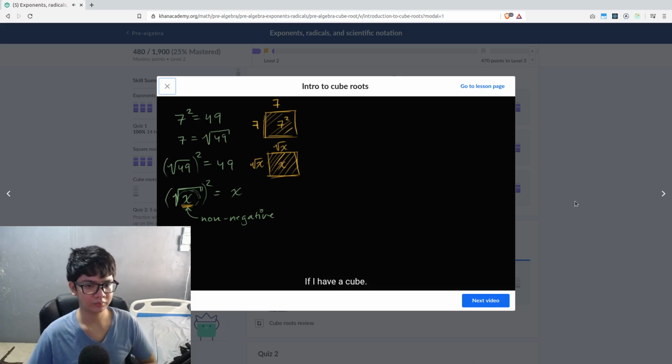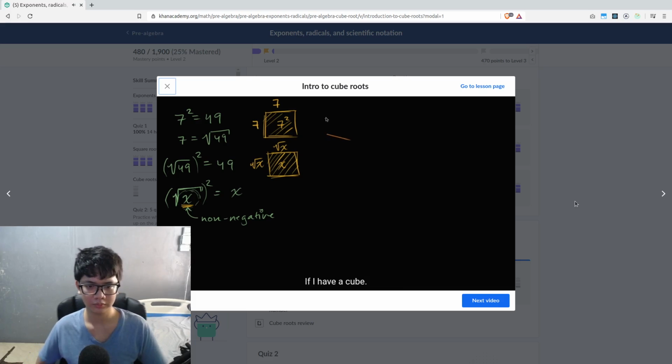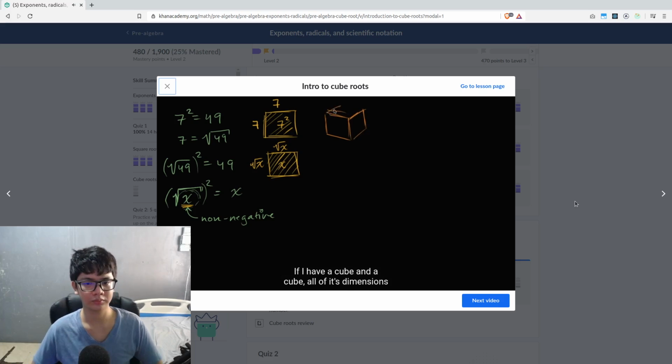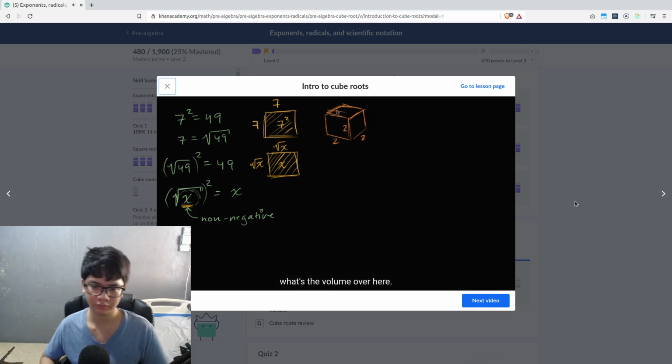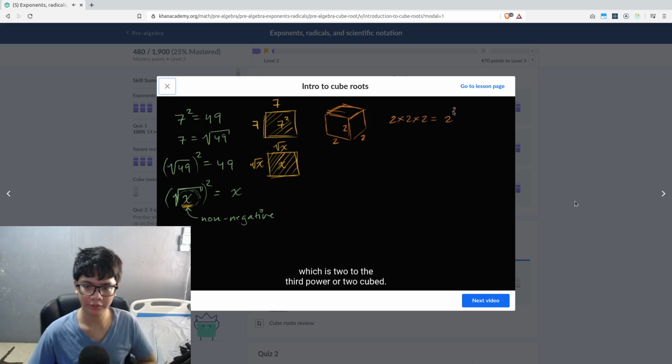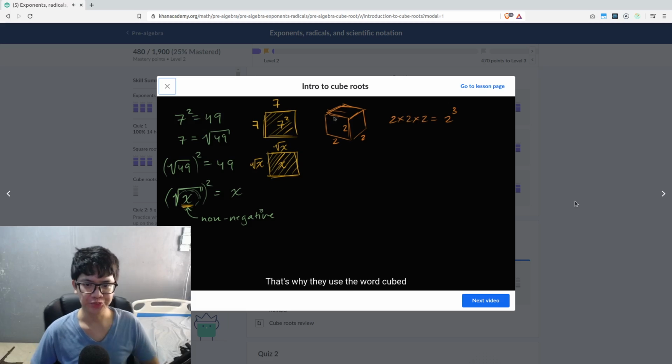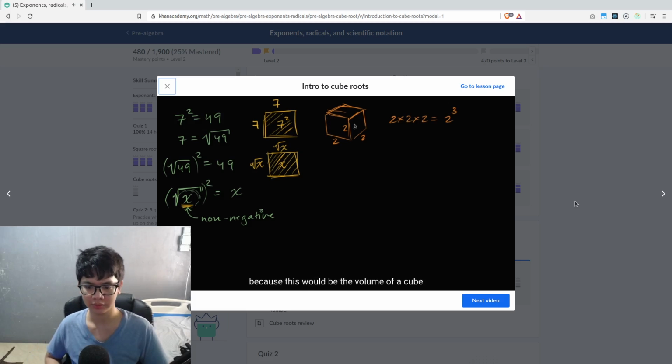Well, same idea. If I have a cube, let me do my best attempt at drawing a cube really fast. In a cube, all of its dimensions have the same length, so this is a 2 by 2 by 2 cube. What's the volume over here? Well, the volume is going to be 2 times 2 times 2, which is 2 to the third power, or 2 cubed. That's why they use the word cubed, because this would be the volume of a cube where each of its sides has length 2. And this, of course, is going to be equal to 8.